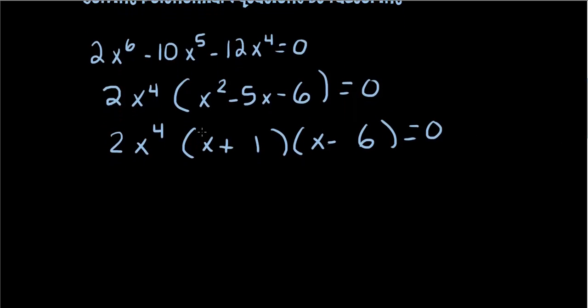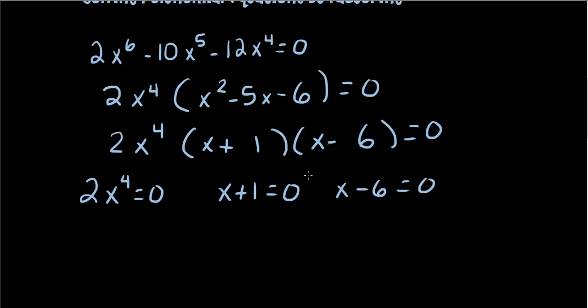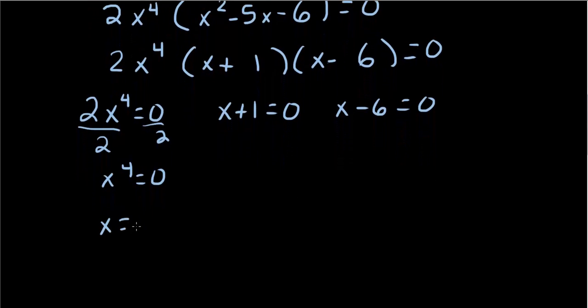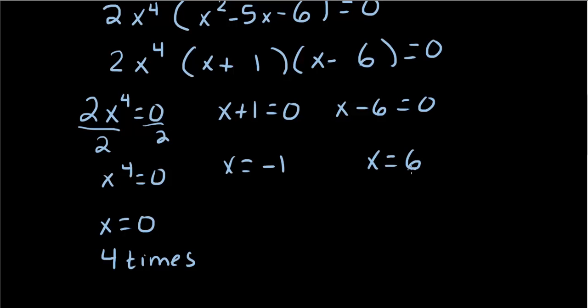Again, using the zero product property, I can make each one of these factors equal to 0. So it will be 2x to the fourth equals 0. Then x plus 1 equals 0. And x minus 6 equals 0. And then we solve for x in each one of them. Well, on this one, if I divide both sides by 2, then I'm going to have x to the fourth equals 0. And x to the fourth is the same thing as having x times x times x times x, like 4 x's. So basically it's x equals 0, but 4 times. And on this one it will be x equals negative 1, and on this one it will be x equals 6. So the number of solutions that we have is 1, 2, and then plus this 4, 6.